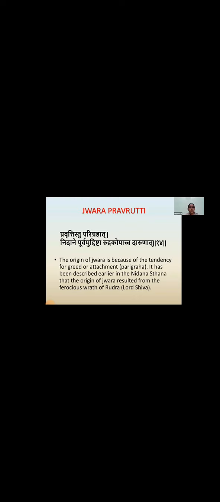the base of occurrence of a jwara. Nidane purva muddishta rudrakopasya dharanat. As in nidana, as they told, the viprakrishta nidana will be the rudrakopa, that is the origin, because of the rudrakopa, as we all know the story of how it happens. So the important point here is pravrittistu parigrahat, that is because of the nityahara vihara.